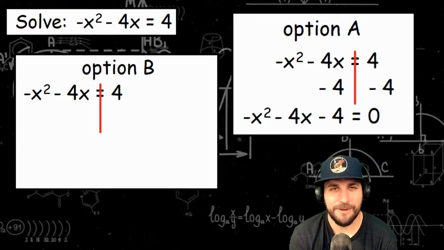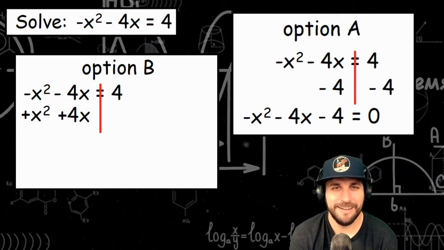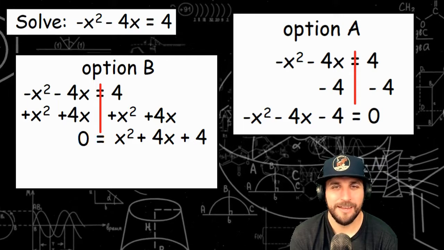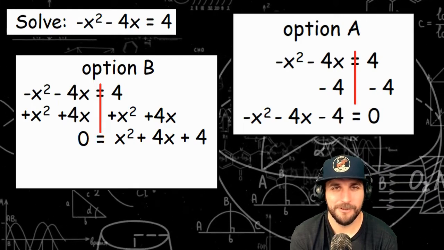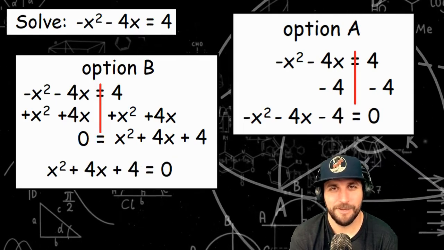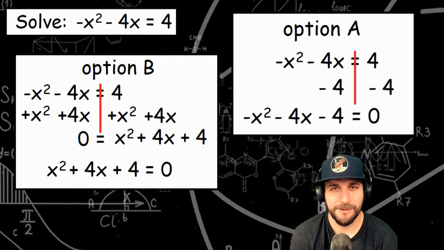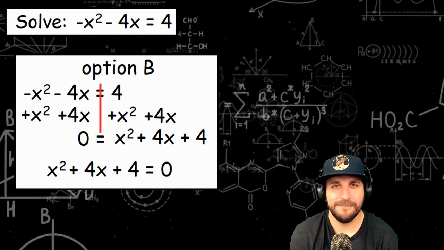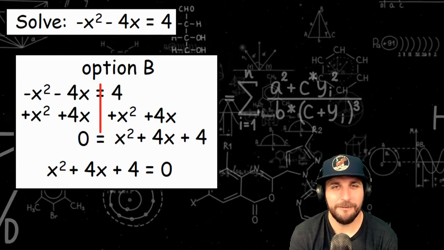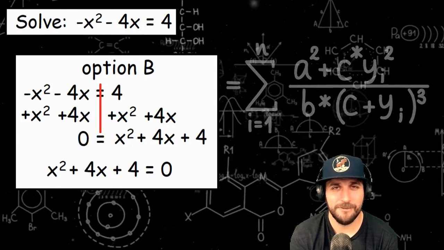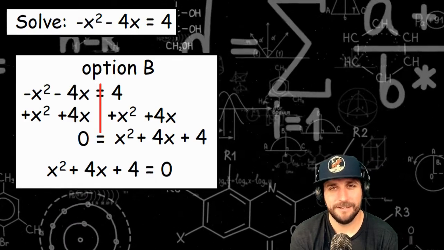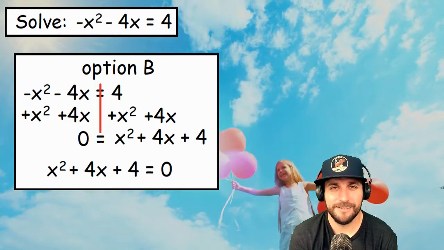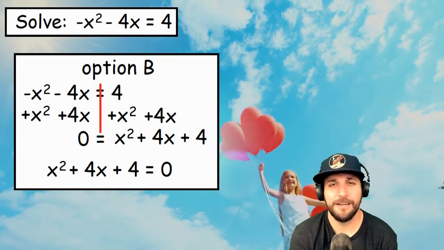I could also move my negative x squared and negative 4x over. To do that, I would add x squared to both sides and add 4x to both sides. So I'd end up with 0 equals x squared plus 4x plus 4, or x squared plus 4x plus 4 equals 0. I'm going to graph this second way. It doesn't matter. Whichever way you do it, both equations will have the same zeros. But if I can, I like to stay positive. So I'm going to solve x squared plus 4x plus 4 equals 0.